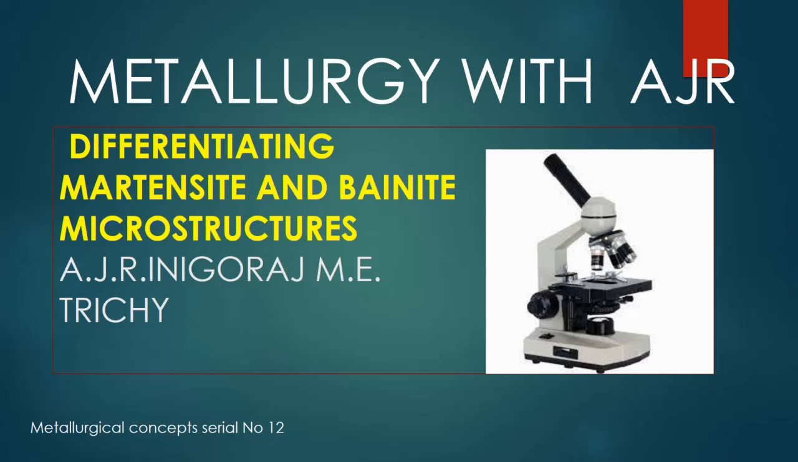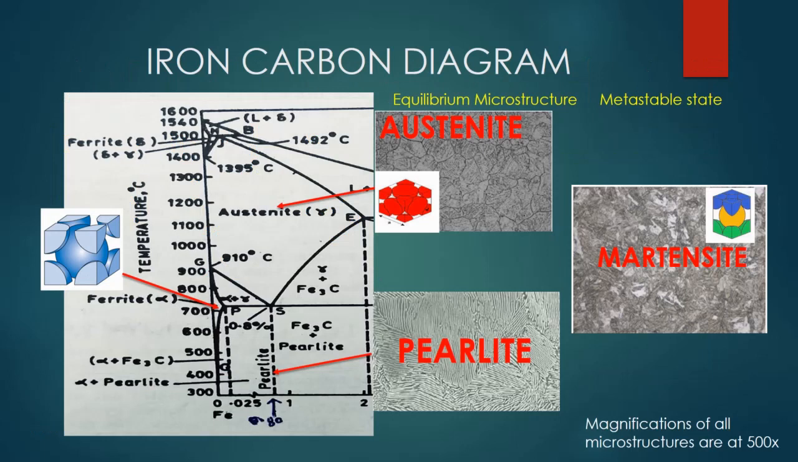Now I am going to discuss certain important microstructures such as martensite and bainite, which we frequently come across in the manufacturing industry, particularly the manufacturing of automotive parts. To start from the basics, you can see the various allotropic forms of carbon as stated in this iron carbon diagram.